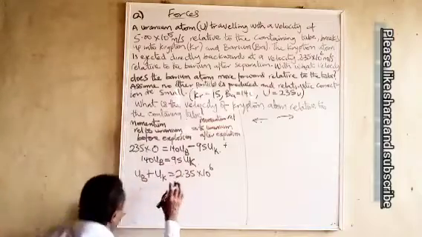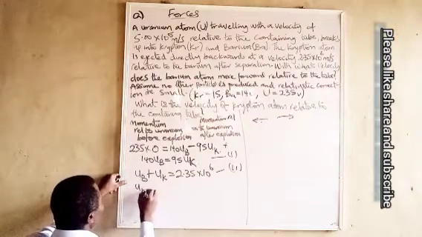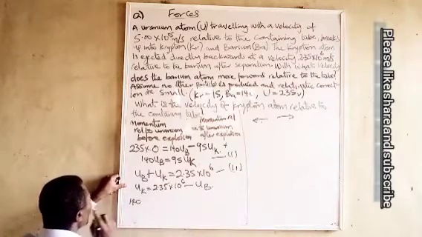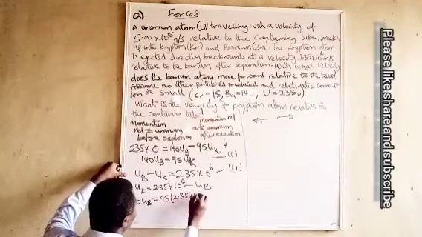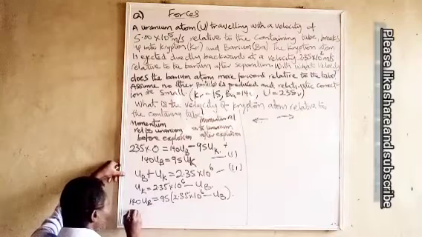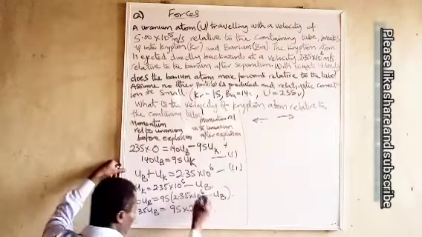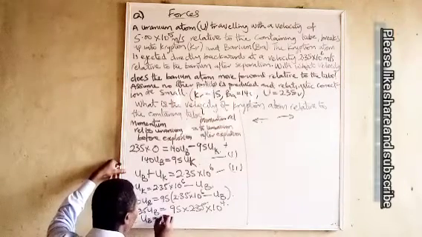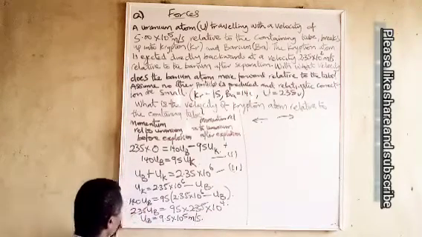Now let me work this out. Let this be my 1. Let this be my 2. UK is equal to 2.35 times 10 raised to the power 6 minus UB. So 140 UB is equal to 95 times 2.35 times 10 raised to the power 6 minus UB. With this, I can see that 235 UB is equal to 95 times 2.35 times 10 raised to the power 4. I can see that UB is equal to 9.5 times 10 raised to the power 5 meters per second.